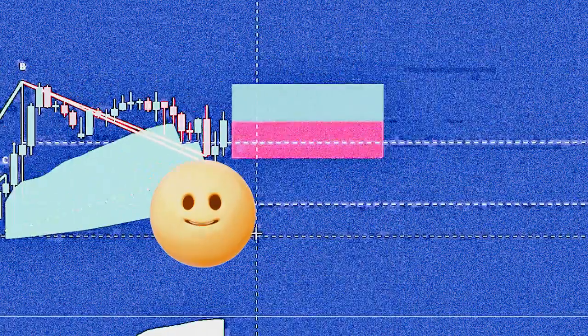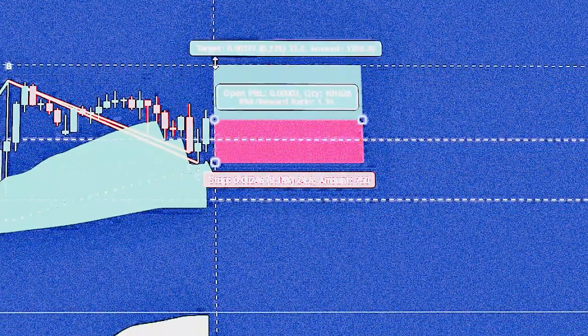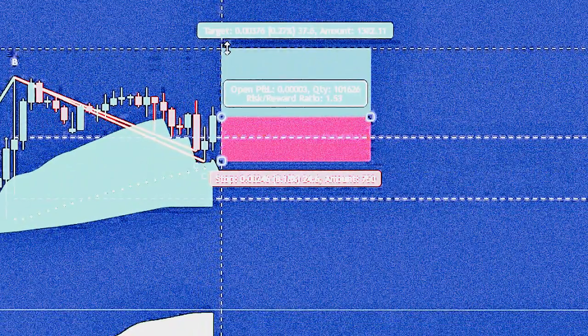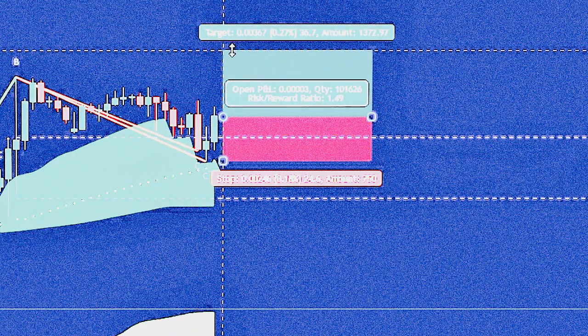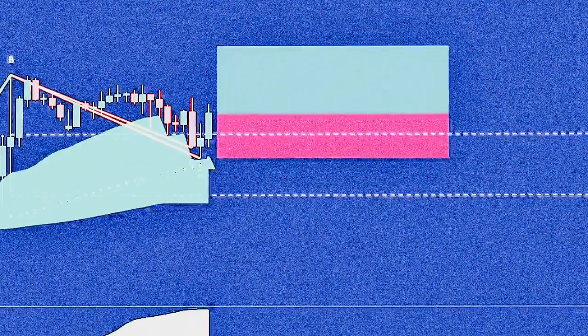To manage risk effectively, we will place the stop loss at the recent swing low. In terms of the take profit target, we will aim for a 1.5 times risk to reward ratio, providing a balanced approach to potential gains and losses. Now let's take a look at how the trade plays out.